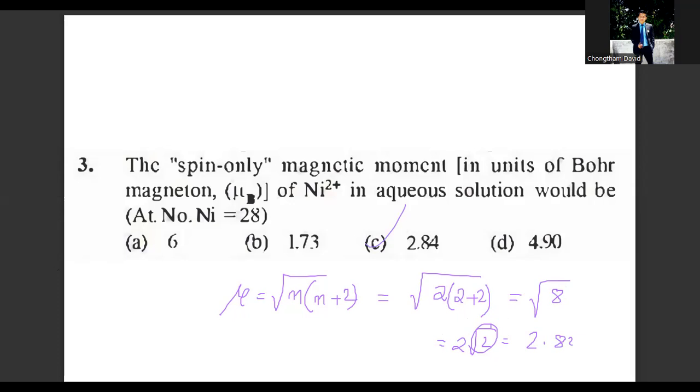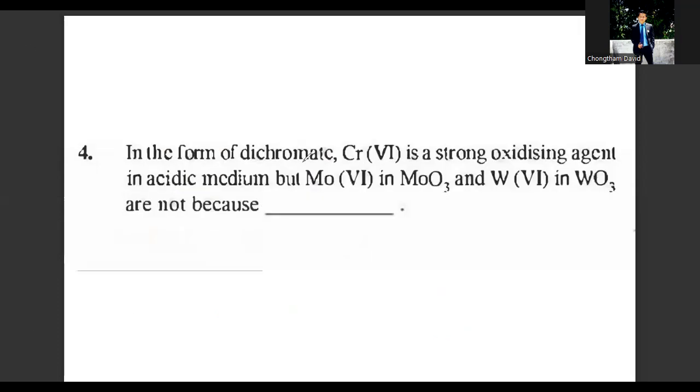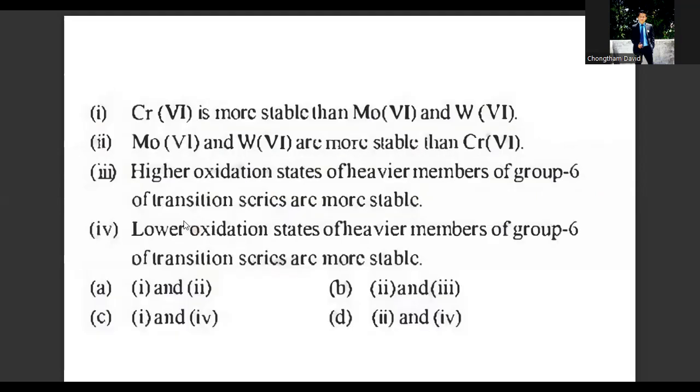Okay, question number 4. Let us read. In the form of dichromate, chromium 6 is a strong oxidizing agent in acidic medium, but molybdenum 6 in molybdenum trioxide and tungsten 6 in tungsten trioxide are not. The options are: because chromium 6 is more stable than molybdenum 6 and tungsten 6; molybdenum 6 and tungsten 6 are more stable than chromium 6; higher oxidation states of heavier members of group 6 of the transition series are more stable; lower oxidation states of heavier members of group 6 of the transition series are more stable.